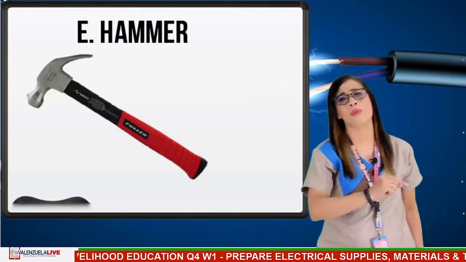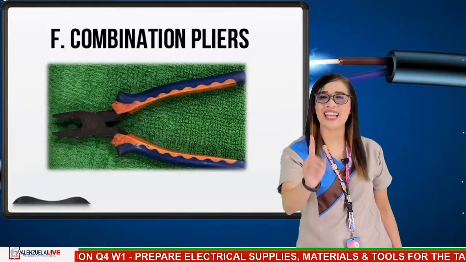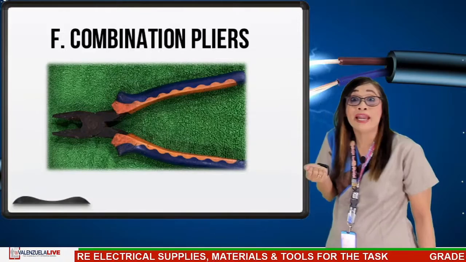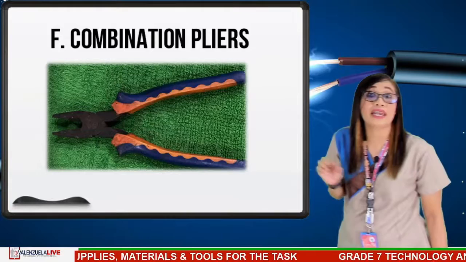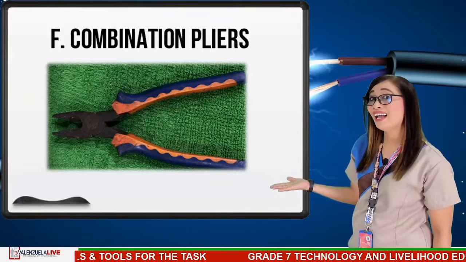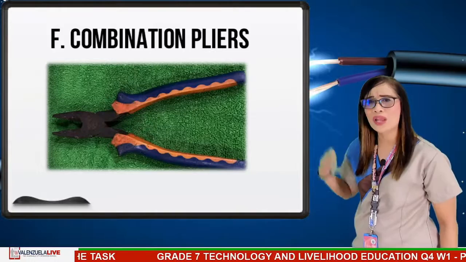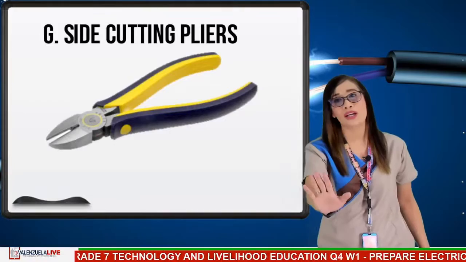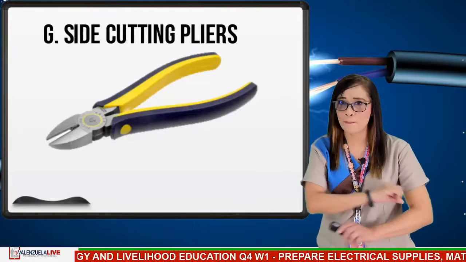Next, combination pliers. We call it lineman's pliers. These are used for gripping, holding, and cutting electrical wires and cables and even small nails. They are usually used by linemen in doing heavy tasks. Next, we'll have the side cutting pliers. This type of pliers is used for cutting fine, medium, and big wires and cables.